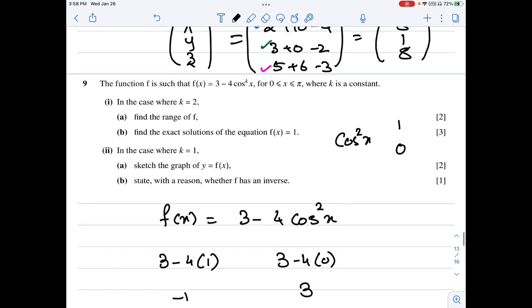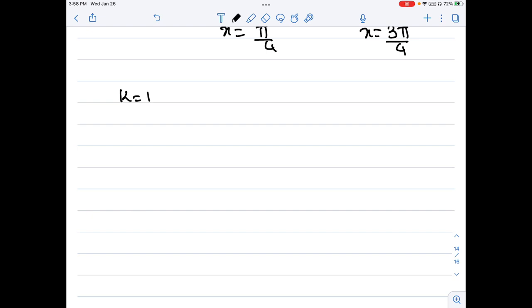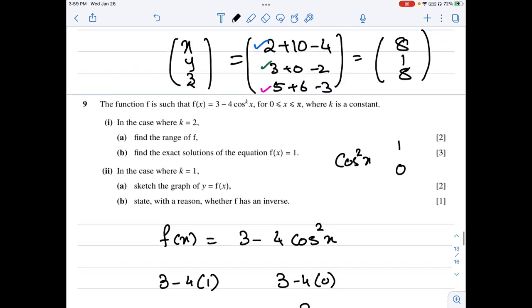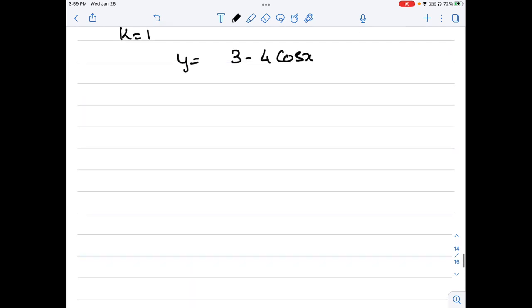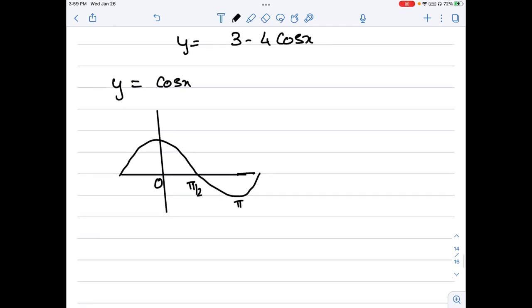Next, in case k is equal to 1, sketch the graph y equal to f of x. So k equal to 1, so y becomes 3 minus 4 cos x. Sketch the graph. First I'll draw y equal to cos x. It should be in this way, with 0, pi upon 2 and pi. I want only up to pi. Cos x goes between 1 and negative 1.